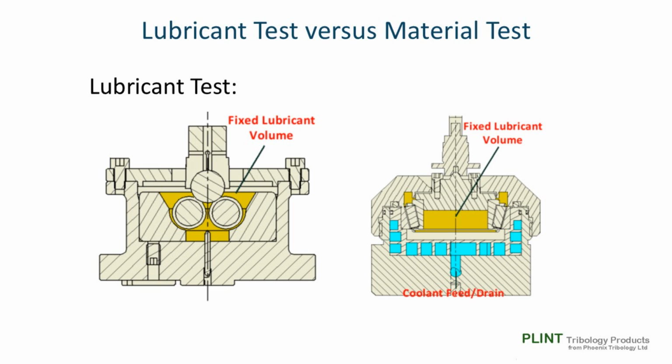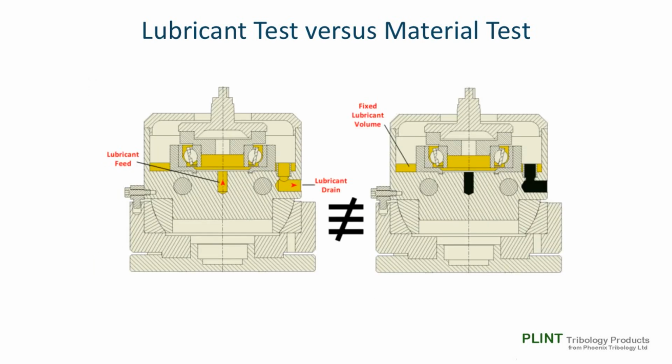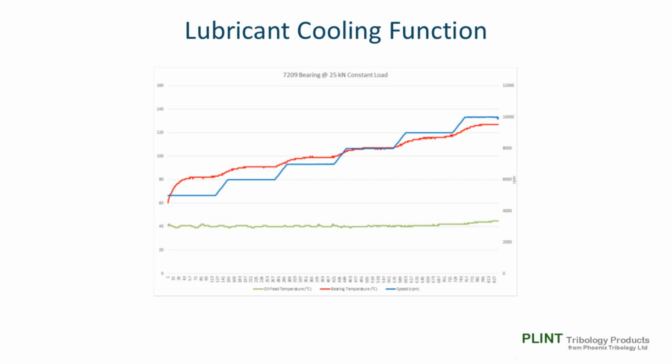Note that for higher frictional loss bearing types such as taper roller bearings, it may be necessary to include cooling passages in the test assembly. Here is a simple illustration emphasizing the difference between a material test with circulating lubricant and a lubricant test. Lubricant flow also provides a principal means of removing heat from the test bearings and associated test assembly.